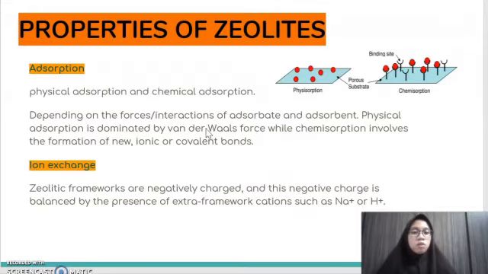Physical contains van der Waals forces, and chemical contains the formation of new ionic or covalent bonds. This process is much slower than this process because it is not reversible and has strong interaction between the binding site and the molecule. For the ion exchange, the zeolitic framework is negatively charged and this negative charge is balanced by the presence of Na and also H+.